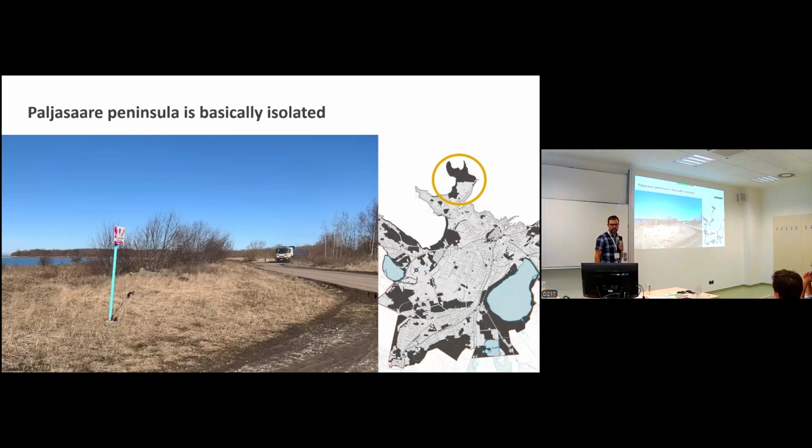And this is Paljassaare Peninsula, a Natura 2000 area that is basically isolated from the rest of the world. And we don't have ideas how to make it better. Yes, some animals maybe can go through the sea, but these coastal moving paths are blocked because on both sides of the peninsula there are large harbors. Through the city, it's also impossible to go.